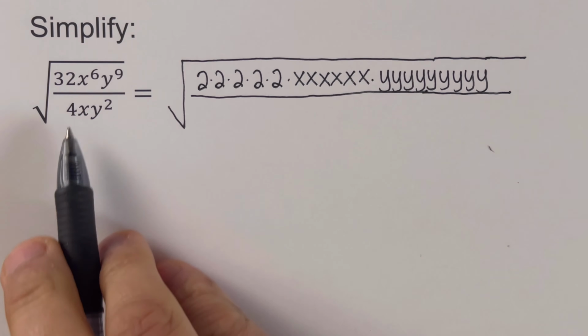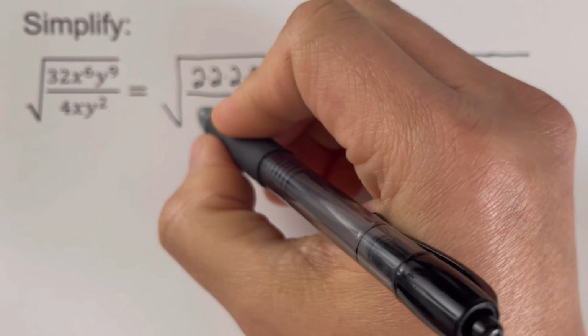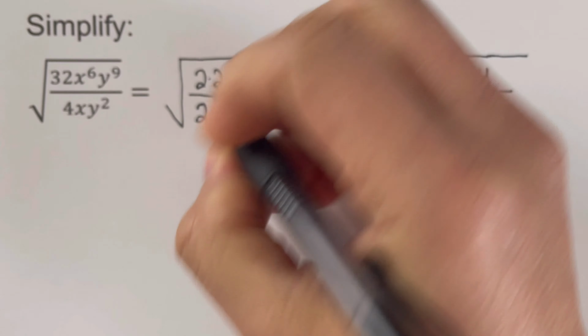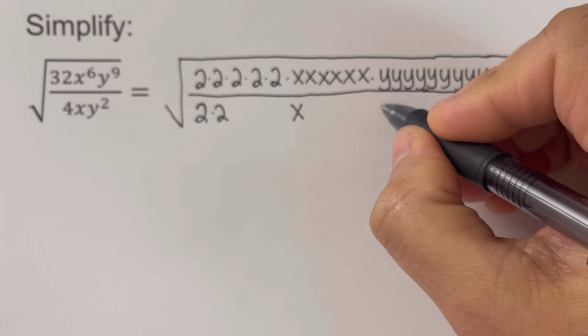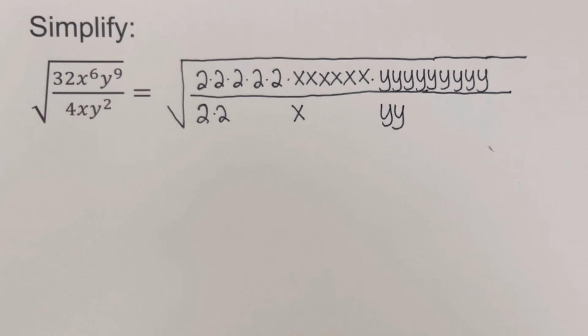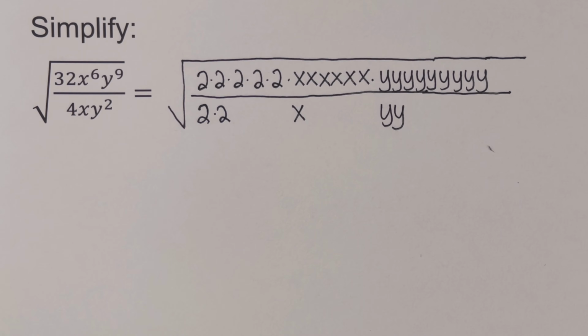And I'm going to expand as well the denominator here. So that would be 2 times 2. That makes up 4. We have 1x. And then we have 2 y's. So I am going to go ahead and cancel out the numerator and the denominator, or simplify it.